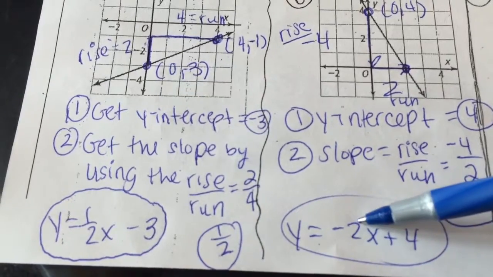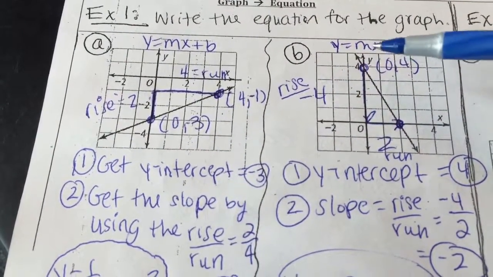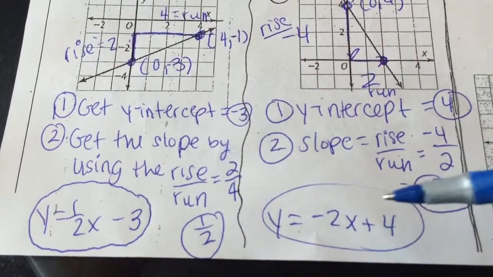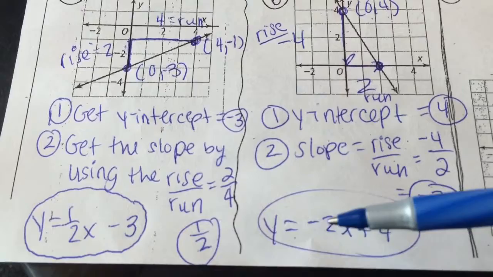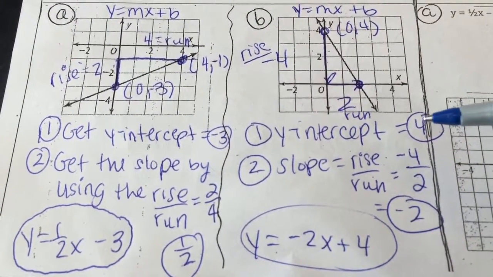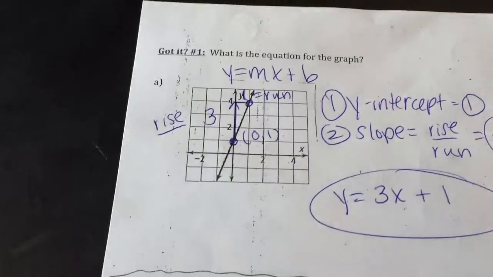Okay? So then if you put together your equation, y equals mx plus b, where m is the slope and b is the y-intercept, well, the slope is negative 2, so it's y equals negative 2x plus 4, because 4 is your y-intercept. Okay? Now let's look at the got it.